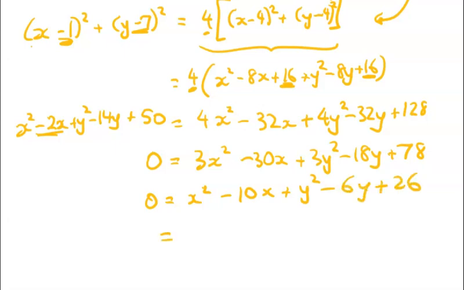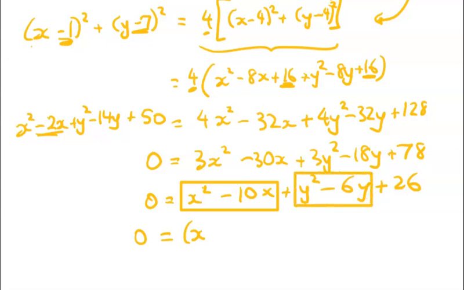Now we're going to complete the square twice over to get my locus. So we're going to put a little box around this and a little box around this and take out the extra stuff. Right, x minus 5 squared minus 25 plus y minus 3 squared minus 9 plus 26.